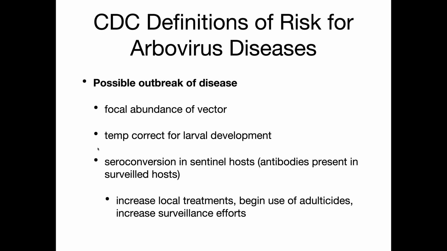Possible outbreak of disease means that we have a localized, what is referred to as focal abundance of a particular vector. We start seeing an increase in a very specific species of mosquito, and that mosquito is a known vector of disease. In addition to that, we know the temperature is now good for larval development, so the mosquito can increase in population very easily and quickly. We start seeing what's called seroconversion in our sentinel hosts. In seroconversion, instead of looking for viral load, we now look for antibodies. Antibodies are produced in response to a viral infection. So if we have a sentinel animal that now has a high antibody count, this means that at some point prior they were infected with that particular virus.